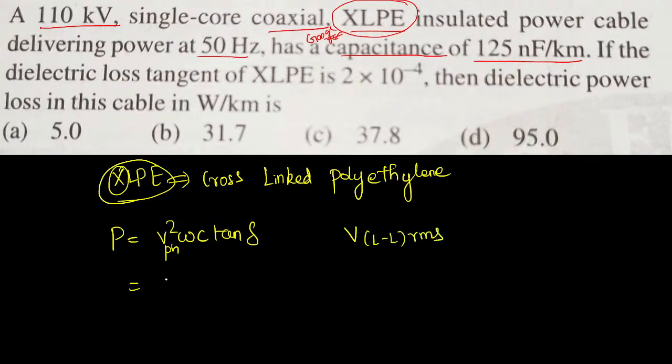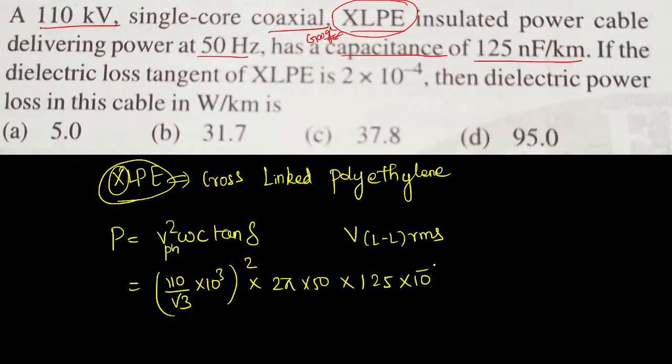So the given voltage is line voltage; what we need is per phase, so divide by root 3. Kilovolt into 10 power 3, whole square, into omega, which is 2 pi f, with f equal to 50 hertz, into c. It is given as 125 nanofarad per kilometer. Nanofarad means 10 power minus 9. Per kilometer means divided by 10 power 3. The question asks per kilometer only, so leave the kilometer as it is. That is not required.